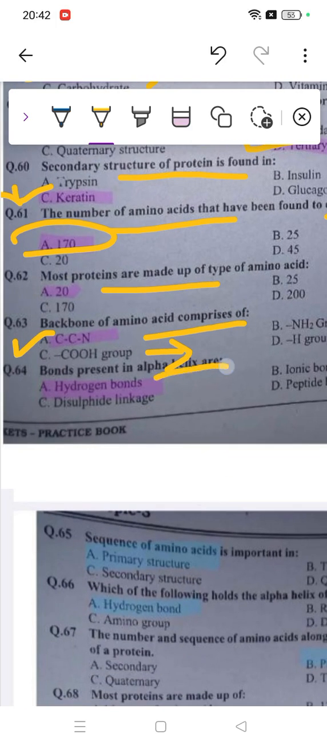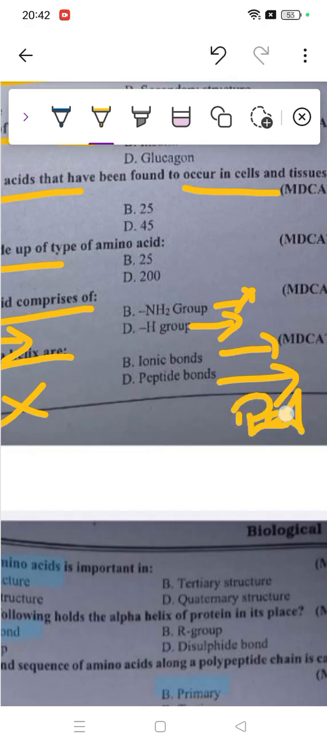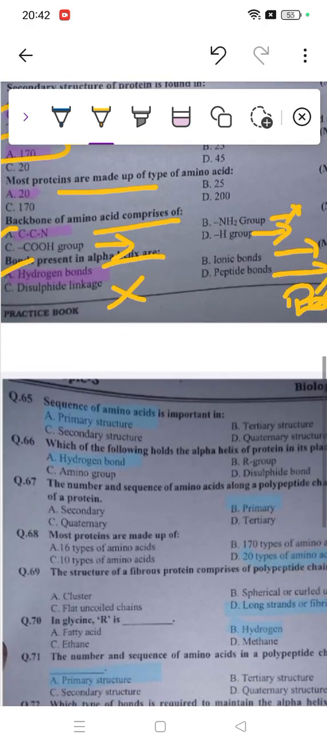Bonds present in alpha helix are hydrogen bonds. A disulfide bond is present between sulfur to sulfur, ionic bonds are different. Peptide bonds are present between amino acids in protein. So this means hydrogen bond is the right option.